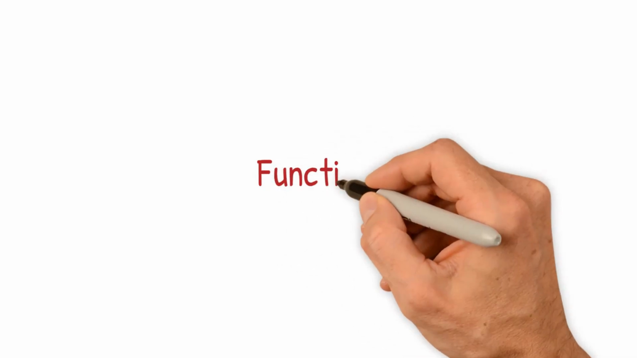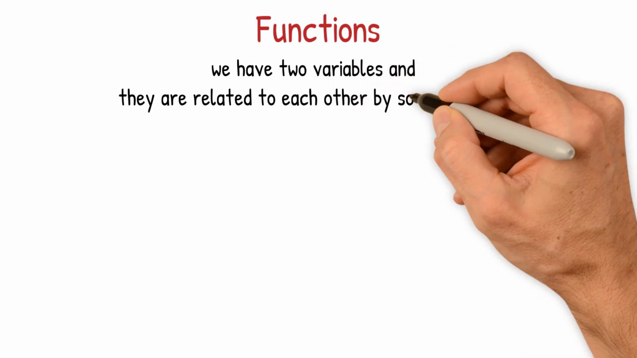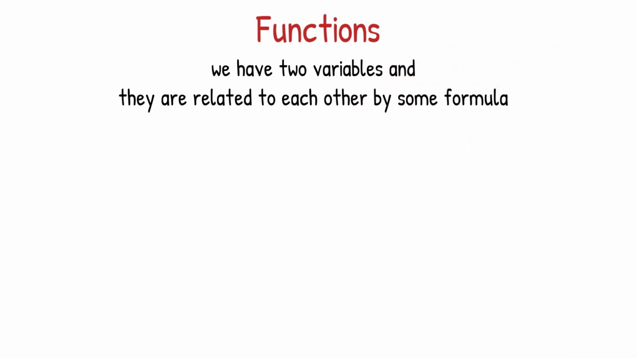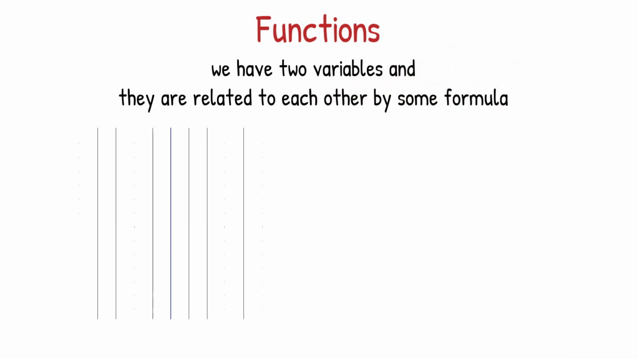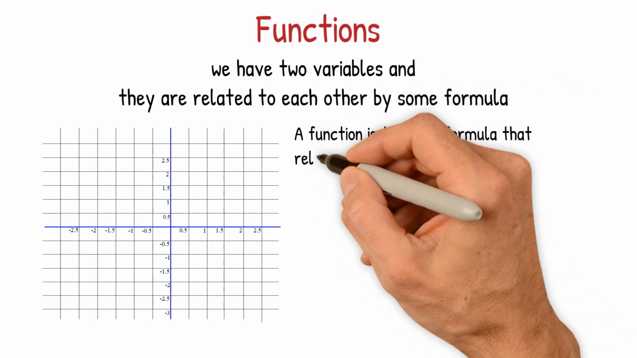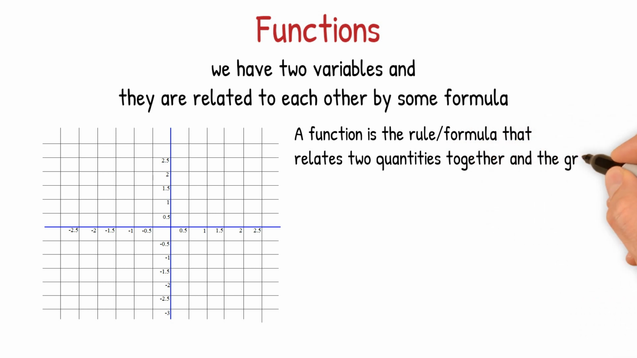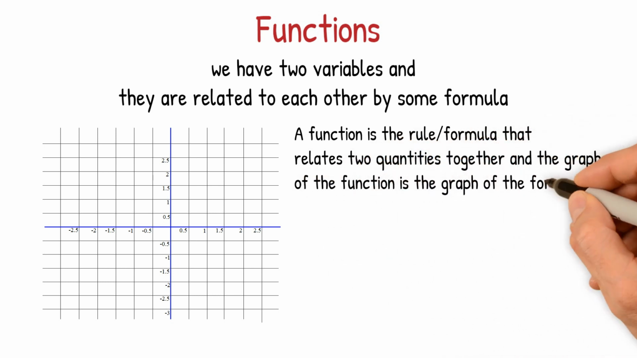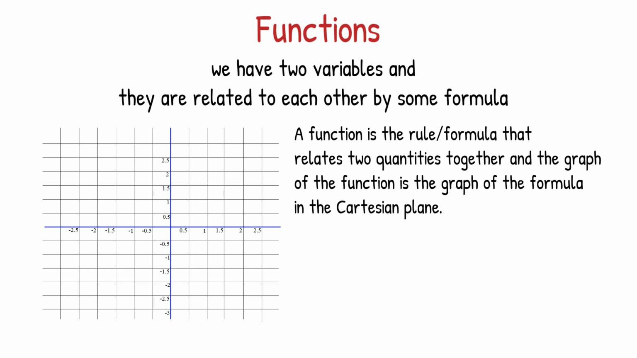We conclude this course by introducing functions. The idea is that we have two variables and they're related to each other by some formula. Then we can plot the related values between the two variables on the Cartesian plane. A function is a rule, or formula, that relates two quantities together, and the graph of the function is the graph of the formula on the Cartesian plane.